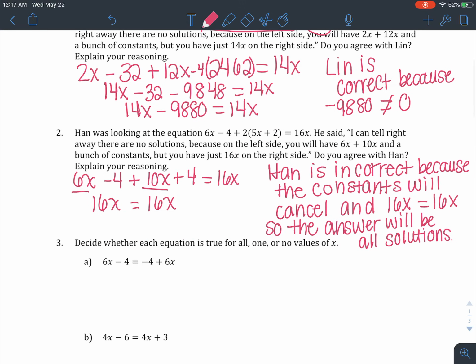Okay. All right, so now we're going to decide whether each equation is true for all, 1 or no values. Okay, so this is going to be where you can either write true or you can write this out, but you want to make sure you're solving this. So, if I look at 6x minus 4, negative 4 plus 6x, that's going to show us that our x's are the same, which means is negative 4 equal negative 4. That is true, so that is all solutions.